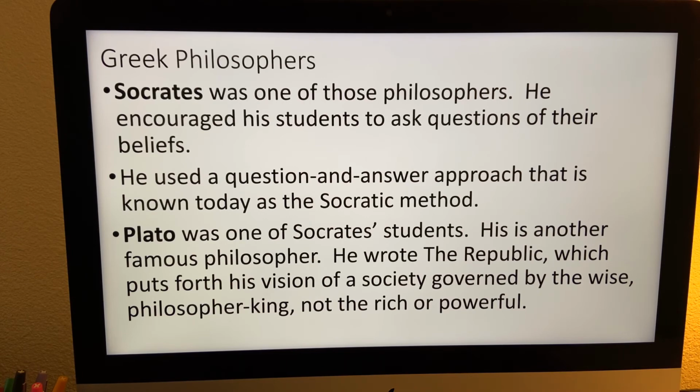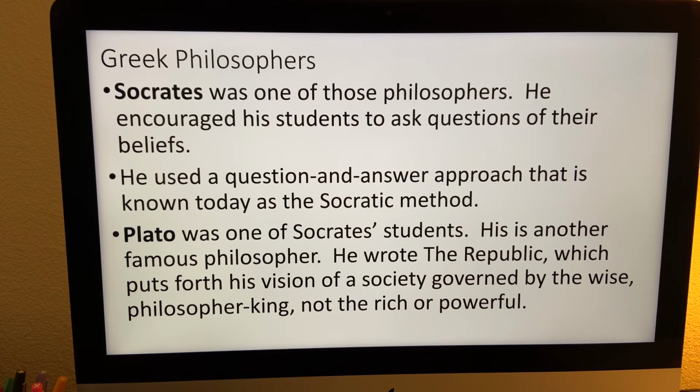So let's look at two famous philosophers. The first one would be Socrates. Socrates is somebody that you will probably study later on if you continue your education into college. He encouraged his students to ask questions of their beliefs. And his question and answer approach that he introduced is known as the Socratic method. And people still use the Socratic method today. We will use the Socratic method in class.